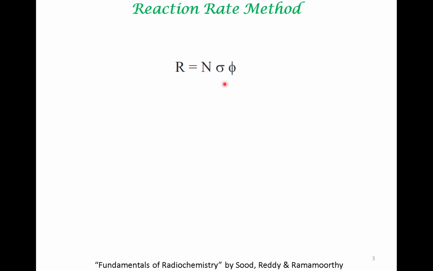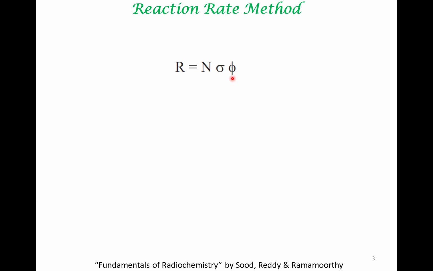The reaction rate method is used if the product is also radioactive, and its radioactivity can be measured. So here, for example, phi would refer to the intensity of neutrons. We have already introduced this formula. In this context, phi would refer to the intensity of neutrons.